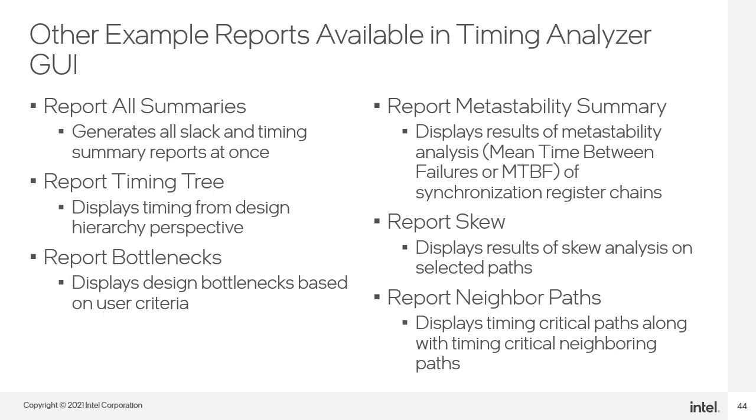Some other time reports for the task pane include Report All Summaries, which generates a report listing all slack and timing summaries. The report timing tree will create a basic time report in a hierarchical tree-like structure. Report bottlenecks will report on paths based on a bottleneck criteria such as number of fan-in edges, total negative slack, and others. The metastability report will tell you the mean time between failure of the synchronizer circuits that are in your design. The report skew task will generate a report based on all the skew constraints that you have in your design. Report neighbor paths will tell you information about the source and destination paths of the critical paths in the report.